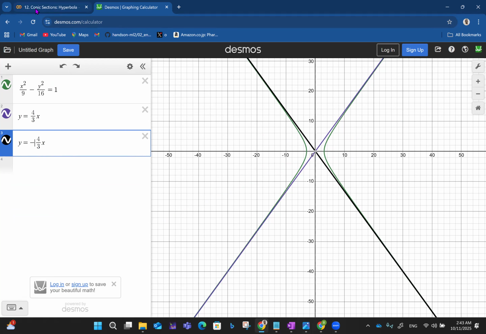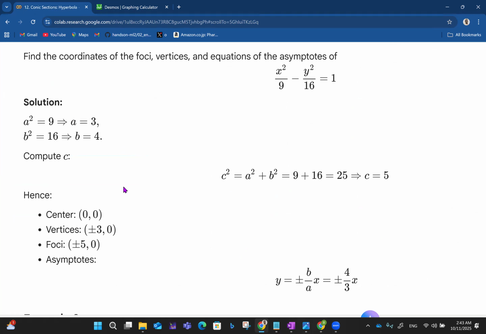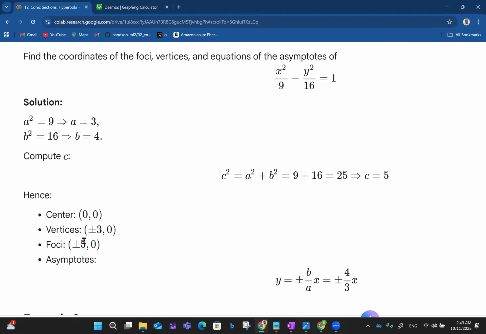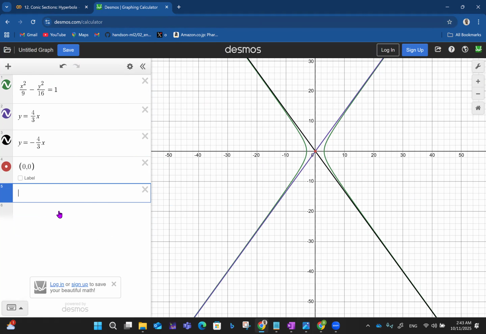So let's talk about the foci and things like that. The center is 0, 0, of course. That's easy peasy. We have 0, comma 0. That's the red dot. Then we come again. The vertices are plus or minus 3, comma 0. Let me see if that works, if I can do backslash PM.